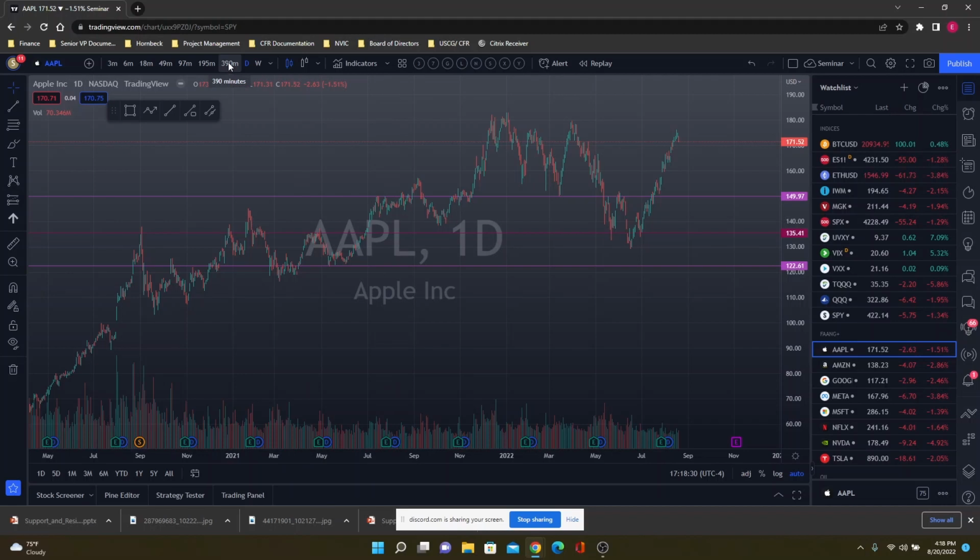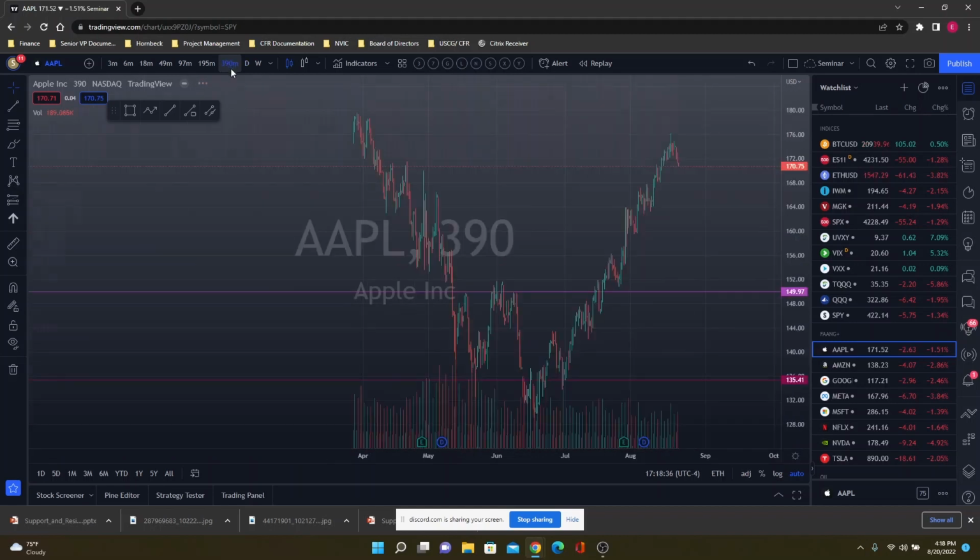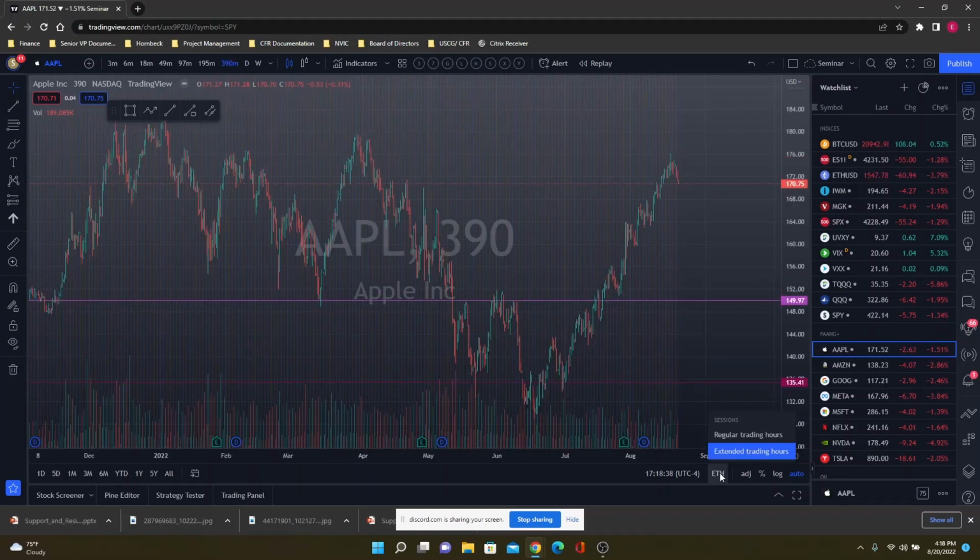So again, zooming in, and we could continue to draw more lines, but I want to get through this process of refinement. So going to the 390, I personally always chart with extended trading hours on rather than regular trading hours.